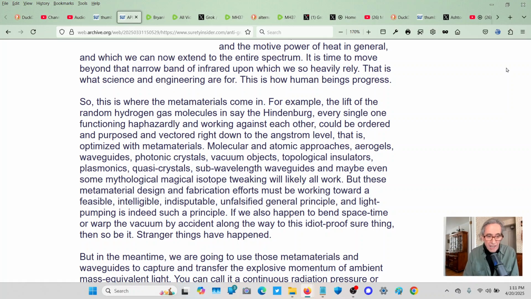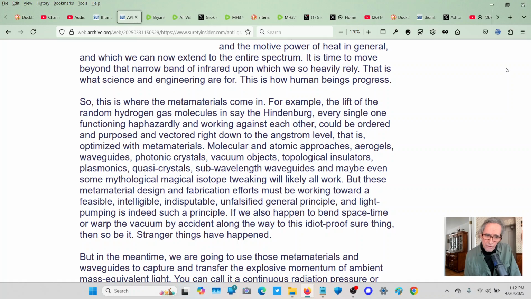So, this is where the metamaterials come in. For example, the lift of the random hydrogen gas molecules in, say, the Hindenburg, every single one functioning haphazardly and working against each other, could be ordered and purposed and vectored right down to the angstrom level. That is, optimized with metamaterials, molecular and atomic approaches, aerogels, waveguides, photonic crystals, vacuum objects, topological insulators, plasmonics, quasi-crystals, sub-wavelength waveguides, and maybe even some mythological magical isotope tweaking will all likely work.